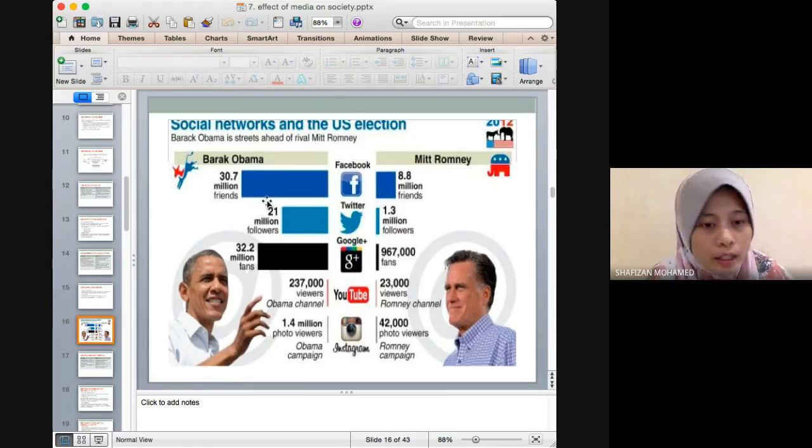But people who are not interested in politics will still know Barack Obama. Why? Because some people consider him the best politician on social media. He has a very good command of social media and the internet. So in 2012, when both of them were fighting one another to be the candidates, you see Obama has 30.7 million friends on Facebook and Mitt Romney only has 8 million.